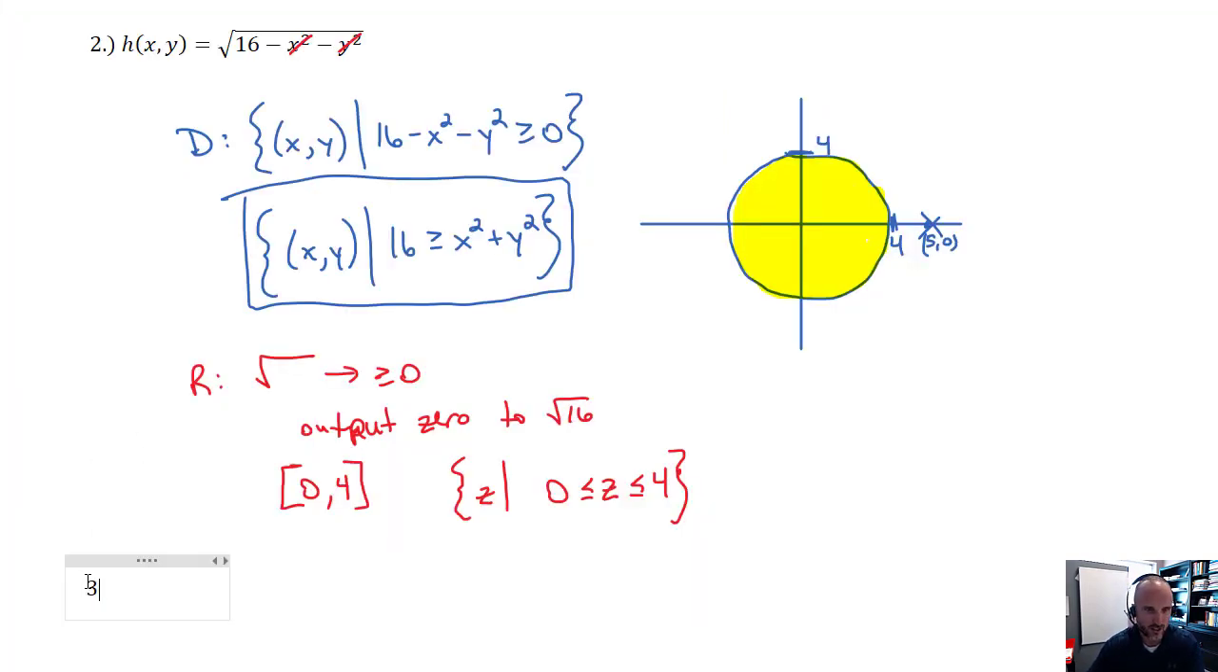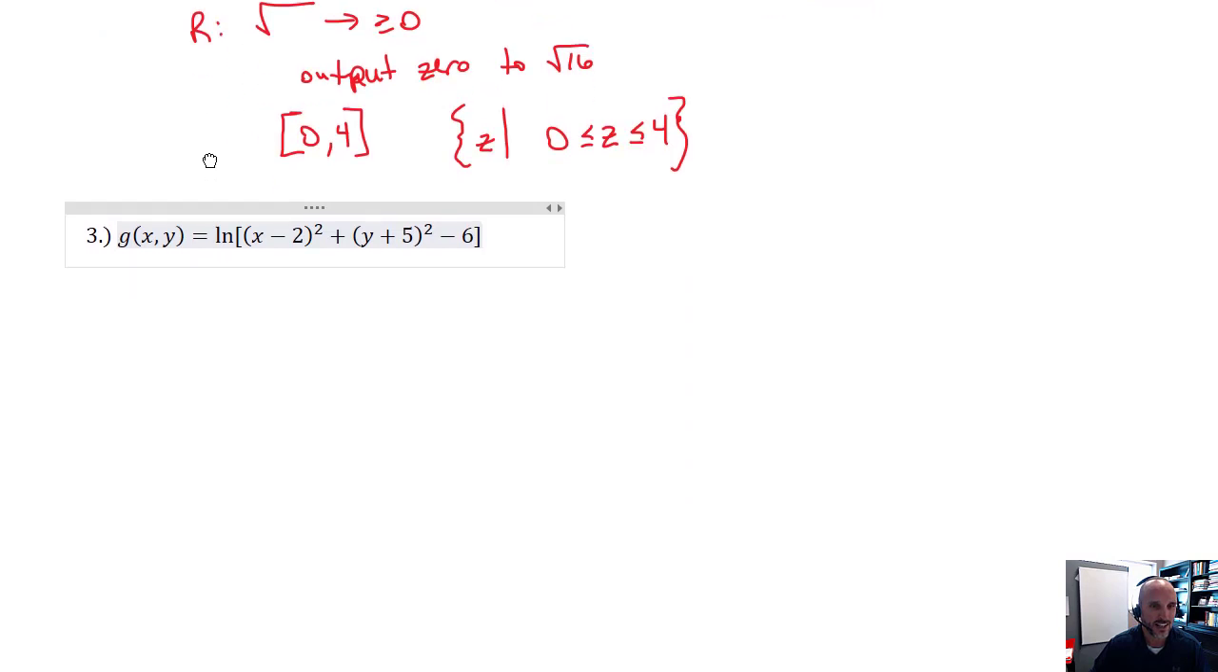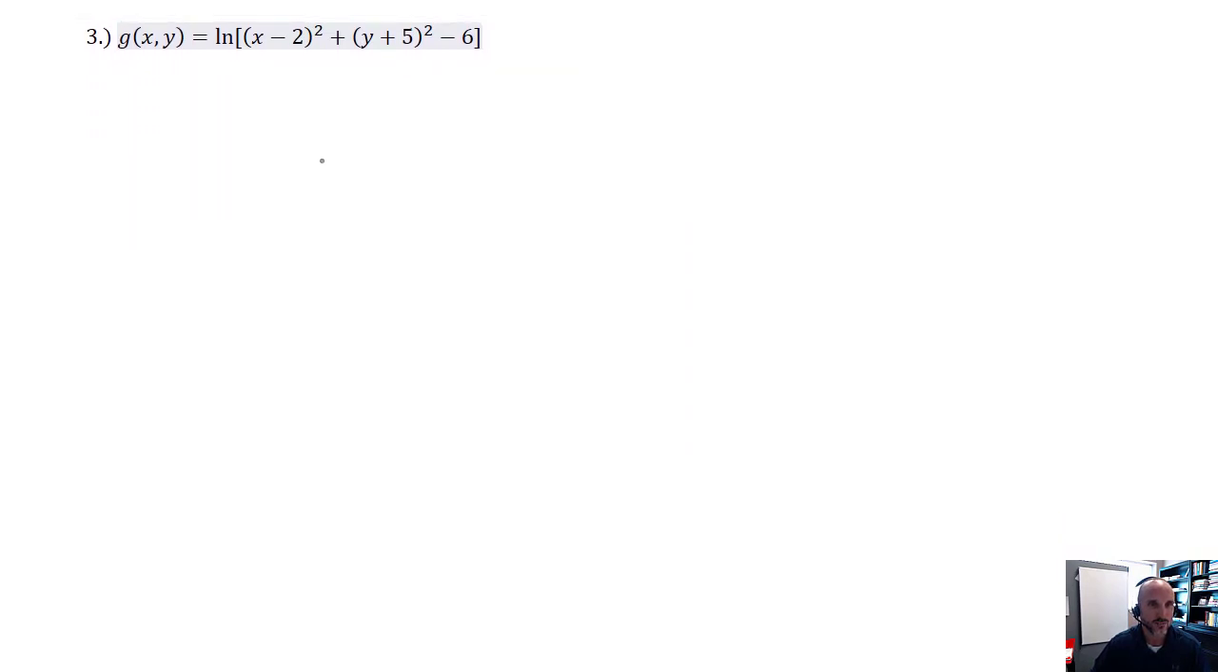All right, let's do another example. Let's say we're looking at the function g of x comma y equals the natural log of the quantity x minus 2 squared plus the quantity y plus 5 squared minus 6, and we'll close our brackets there. And again, we want the domain and the range. So let's start with domain.